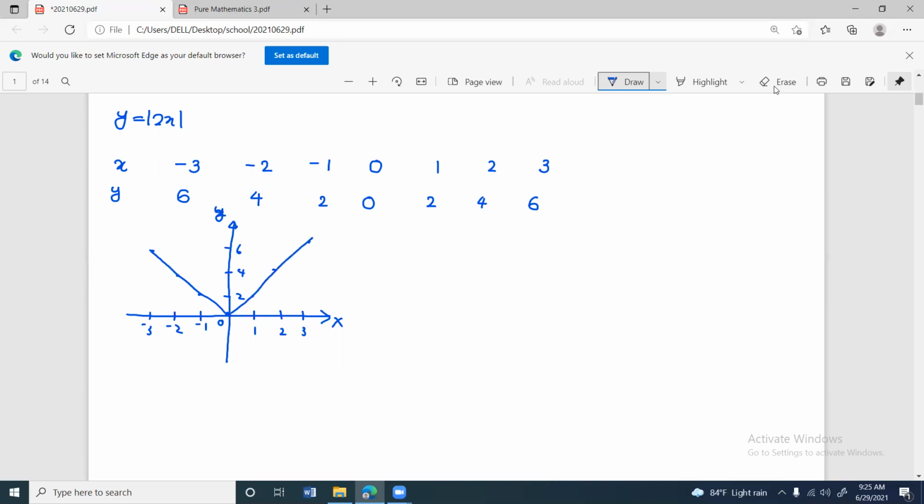Right. This is the modulus graph of y equals 2x. So in all situations we can draw this graph in this way. But marking the coordinates like this is really hard. Then simply, how do you draw this graph? That's a fact we need to understand.